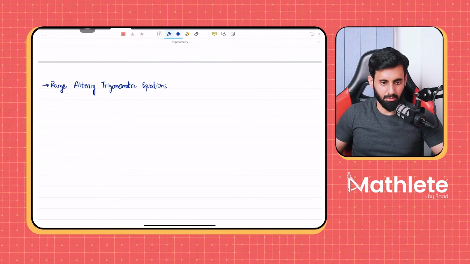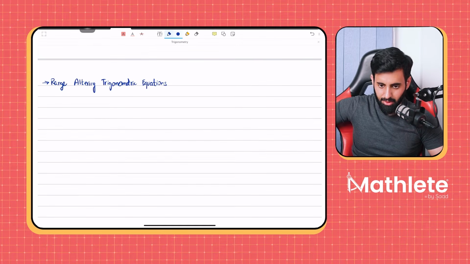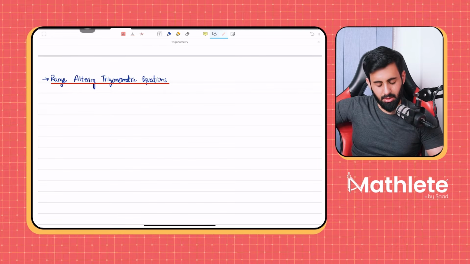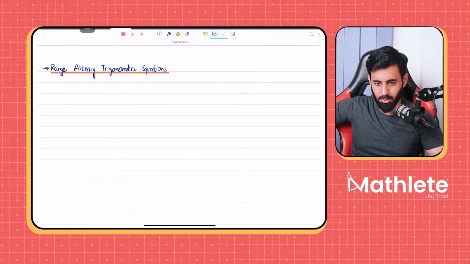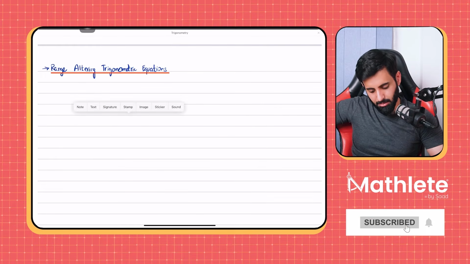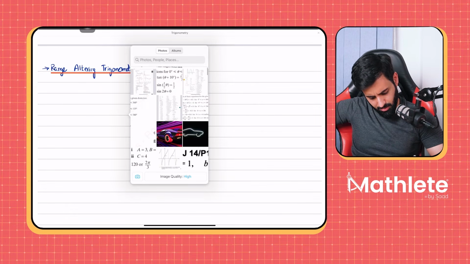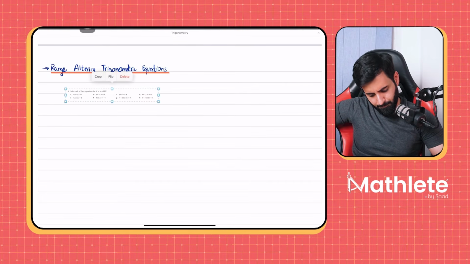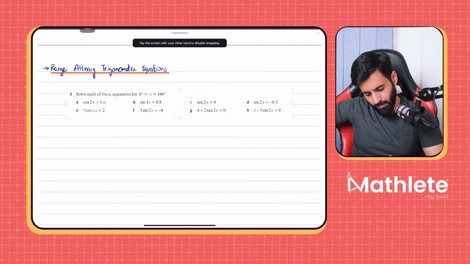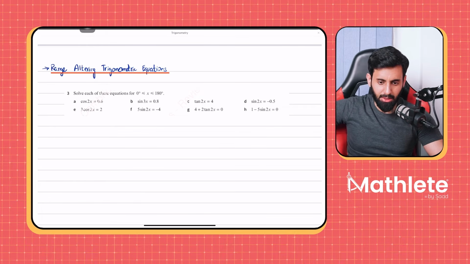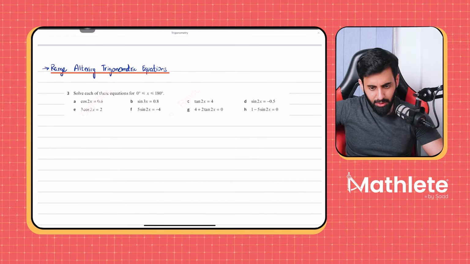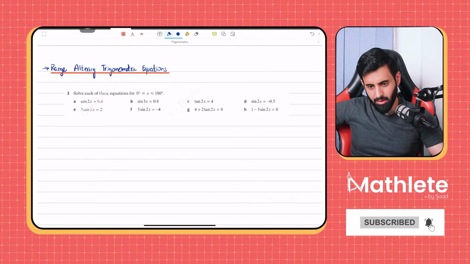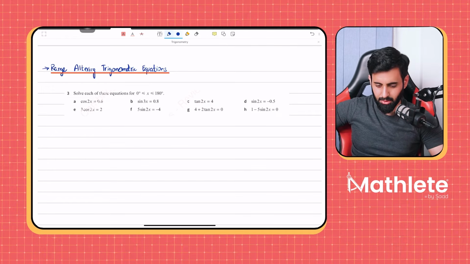Okay, so now we're going to do some range altering trigonometric equations. As always, this will take a few examples to get the hang of. So I've taken out some questions. Let's do those. I want you guys to take a look at maybe the first question. It's cos 2x equals 0.6. Tell me, what is different here?